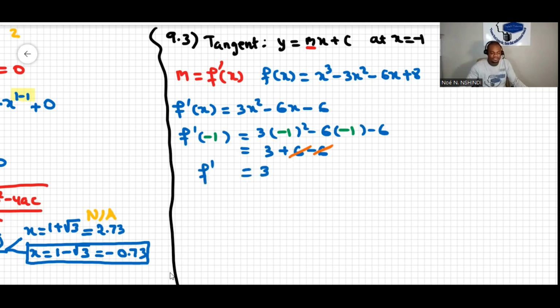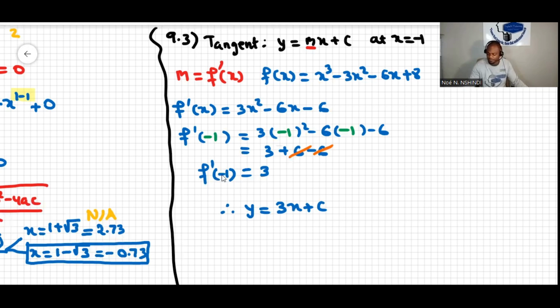f prime of negative 1 is just equal to 3. So this means that the gradient of the function is equal to 3. Therefore y will be equal to, instead of writing m as the gradient, 3x plus c. But now I need to find this c value. To find c, I need a point, because the tangent touches the curve at a specific point, x is equal to negative 1.